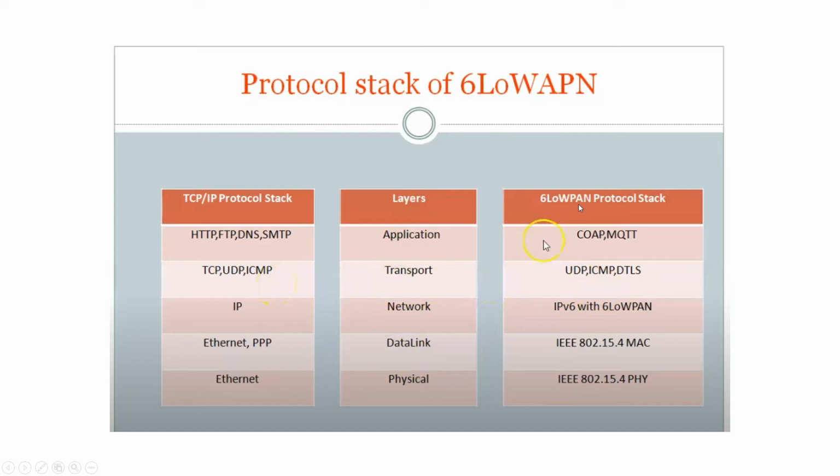Okay, so in case of 6LoWPAN, the bottom-up approach: the first layer is IEEE 802.15.4 physical. So the protocol in the first layer is called IEEE 802.15.4 physical. So it is doing a function similar to the physical layer.